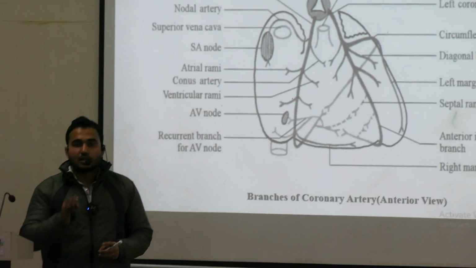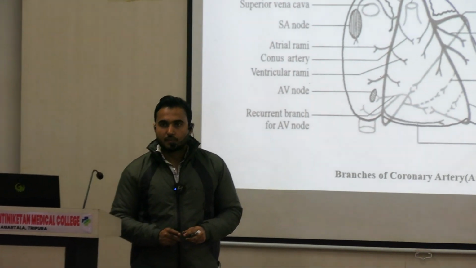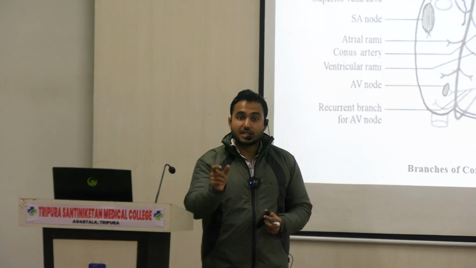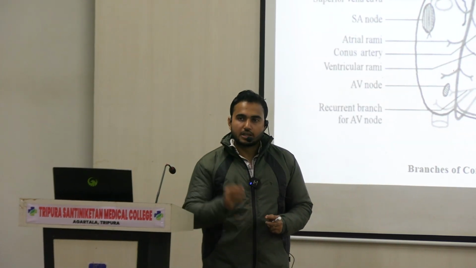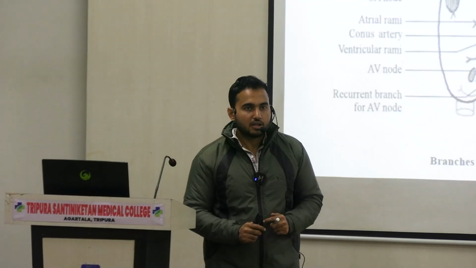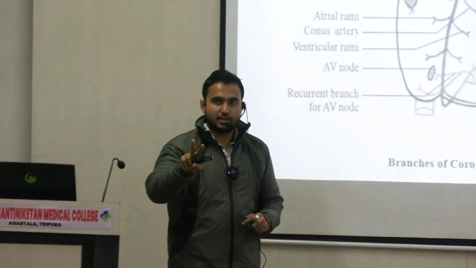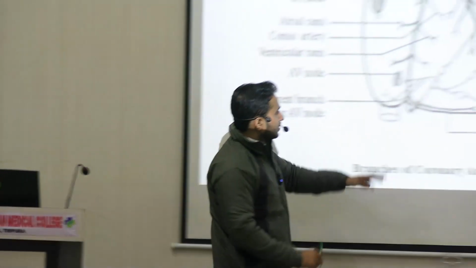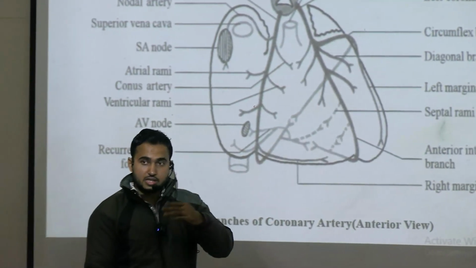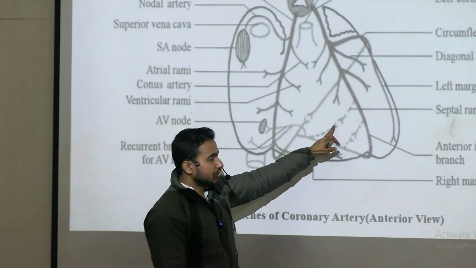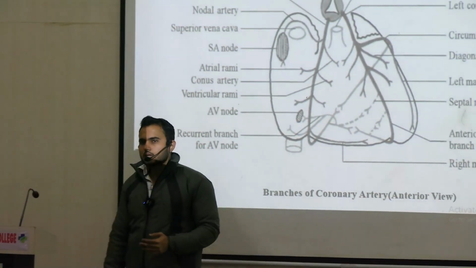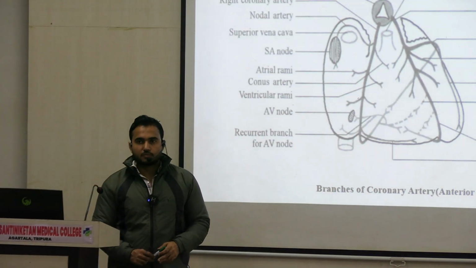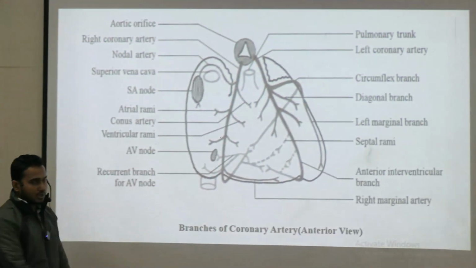This supplies the interventricular septum. The interventricular septum is very thick, especially in the lower part, where it is thick and muscular. So it needs additional blood supply. For that, two dedicated branches are given, which come from the right as well as the left coronary artery. So from the right coronary artery, from the posterior interventricular branch, one septal rami goes, which supplies the posterior inferior 1/3 of the interventricular septum. So this is the septal rami.